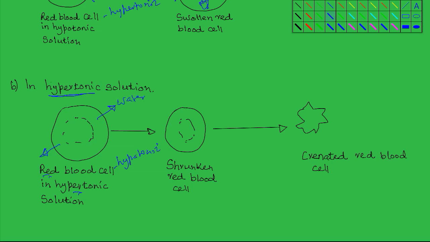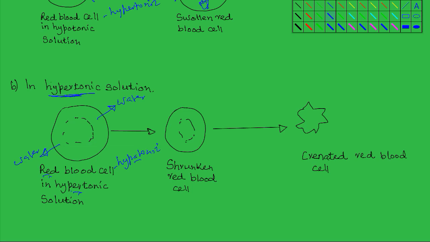As it loses water, it tends to shrink. It's going to become smaller because there's a decrease in volume due to the loss of water from the cell to the surroundings. Now, as the loss continues, the cell would shrink further and would appear wrinkled.